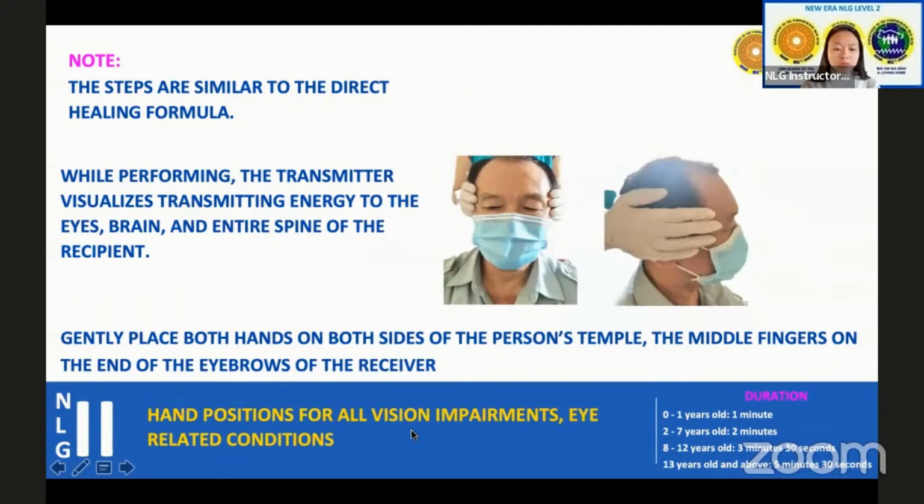This is the hand position to support all vision impairments, eye-related conditions. Basically, you put your hands like so, with your fingers touching near the person's temples, near the end of the eyebrows. This is the temple right here. This is how you will place your hand, and be very careful, be very gentle. And certainly read all of the notes.